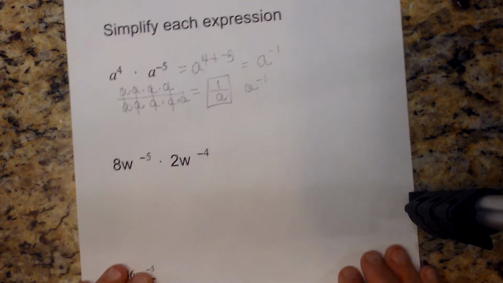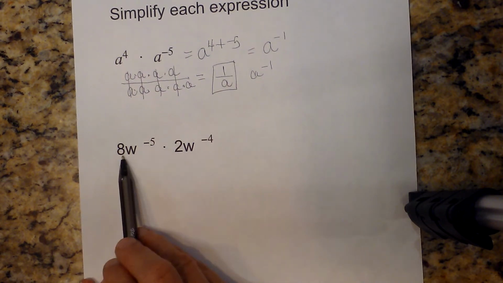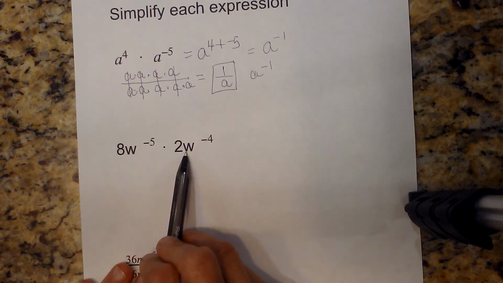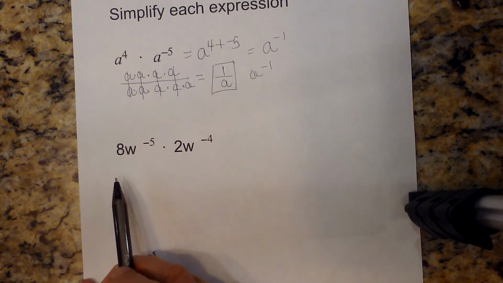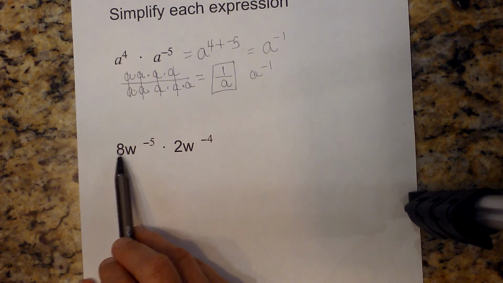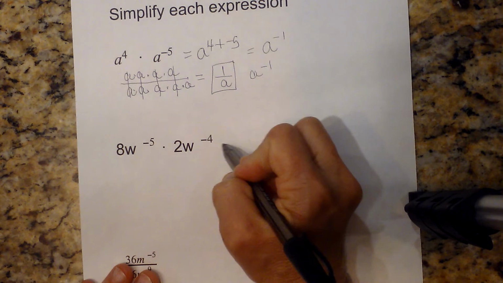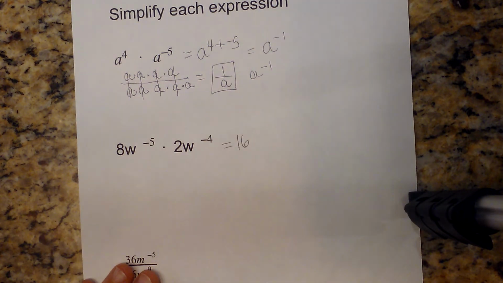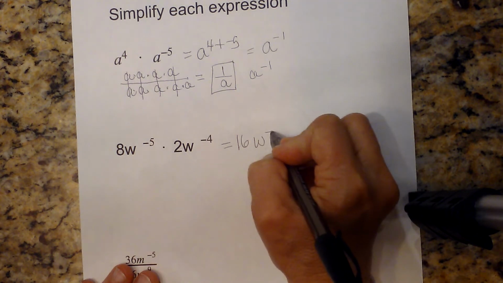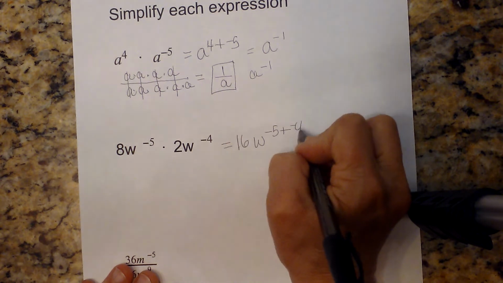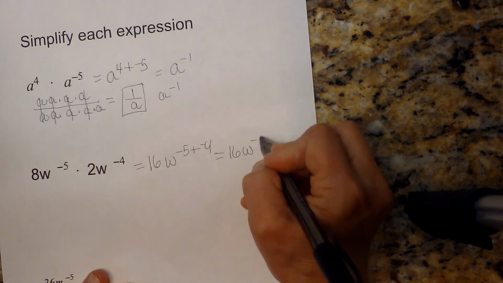Okay, so now let's look at some with some coefficients. So we've got some coefficients here. 2 and 8 are our two coefficients. And then we have a w to the negative fifth and a w to the negative fourth. So let's handle our coefficients first. We're going to follow the rule that we see. In other words, we're going to multiply. So we're going to multiply the coefficients just like normally you would multiply. But with the exponents, remember, we're adding those. So that's w, and we're going to have -5 plus -4, which is 16 times w to the -9th.